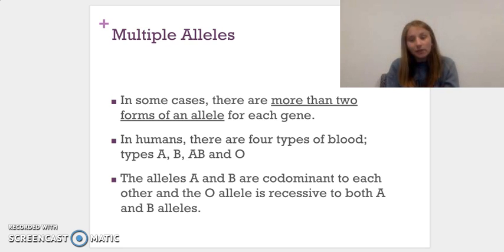And then down below, it gives you a little bit more information so that you're able to complete crosses. So it says that alleles A and B are codominant to each other, and the O allele is recessive to both A and B. So here we're going to be pulling in all of those different ideas: codominance, recessive, dominant, and we're going to use all of those things that we know to figure out Punnett squares for multiple alleles.